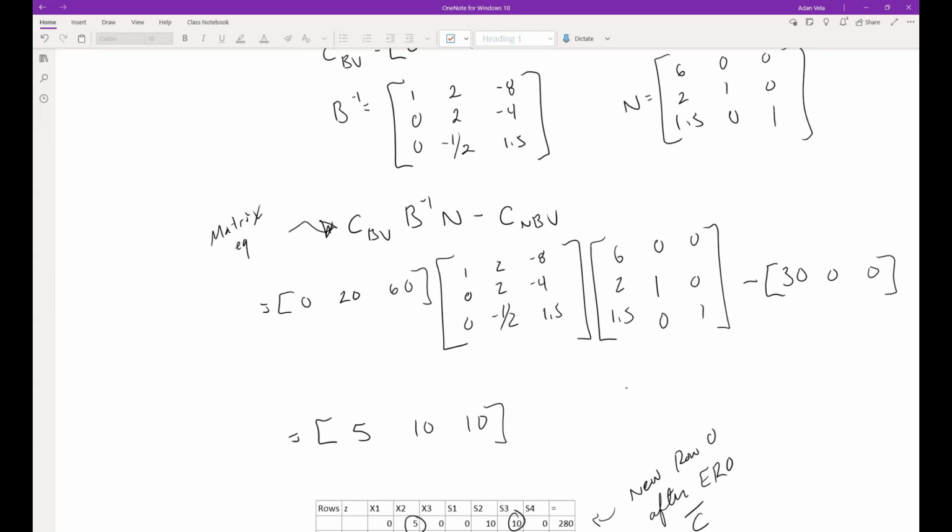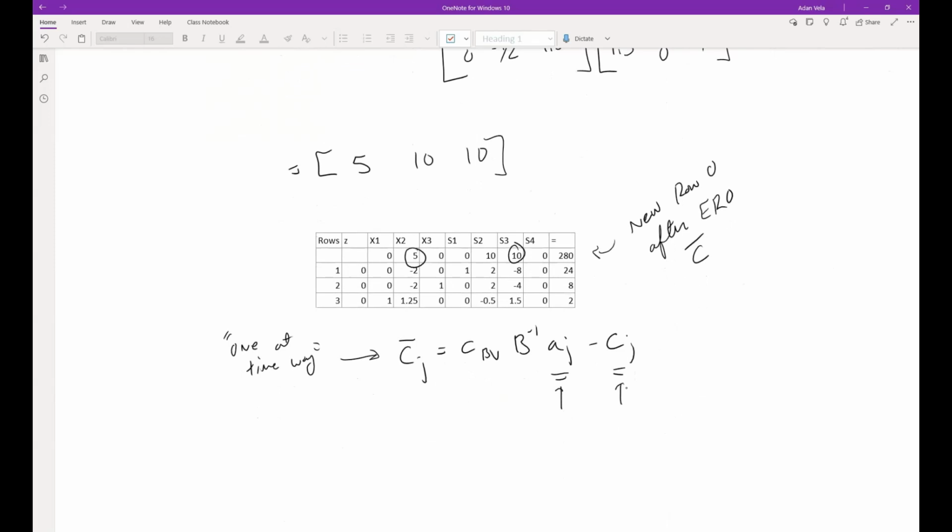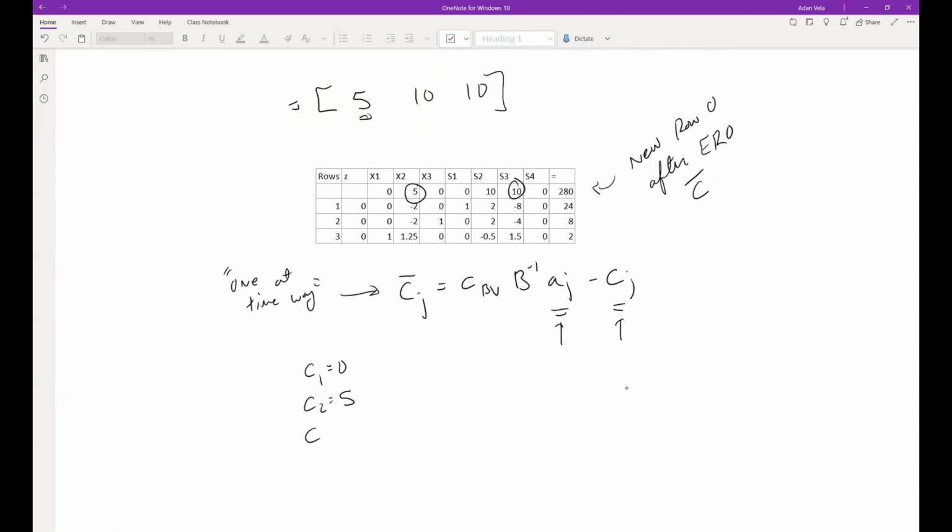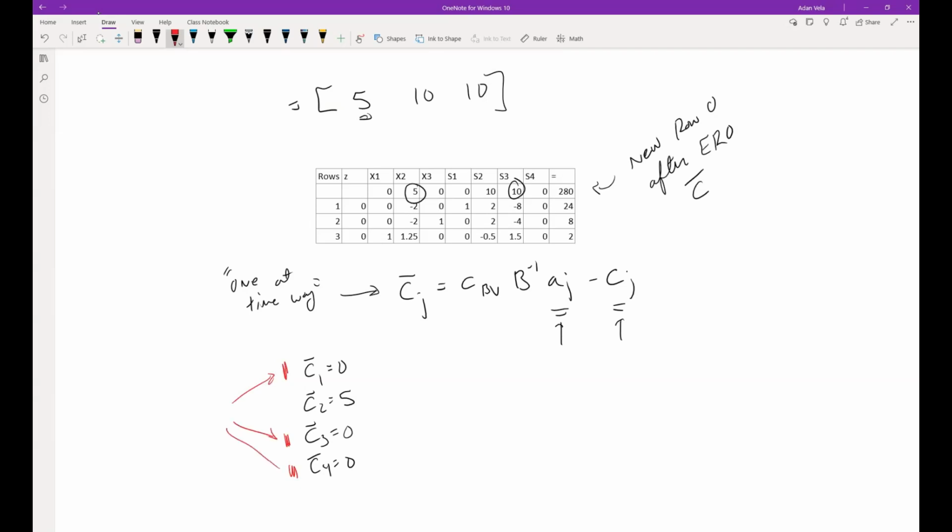So with that in mind, based on the equation here, we see that C1 is equal to 0, C2 is equal to 5, right? Because we got that from there. C3 is equal to 0, C4 is equal to 0. And I should put bars over this. And again, the reason why the first, third, and fourth are equal to 0 is because these correspond to basic variables. Okay.